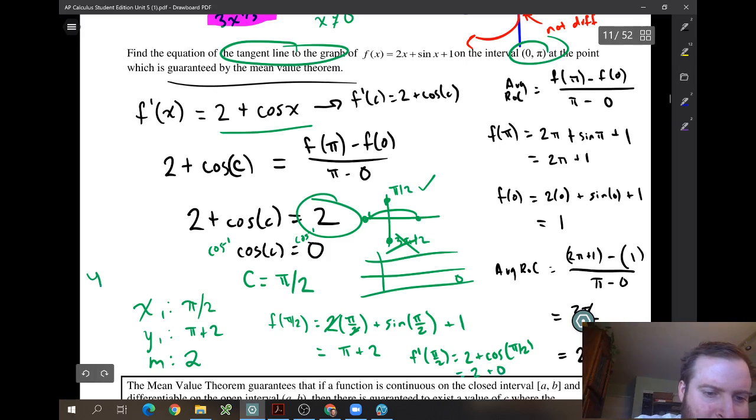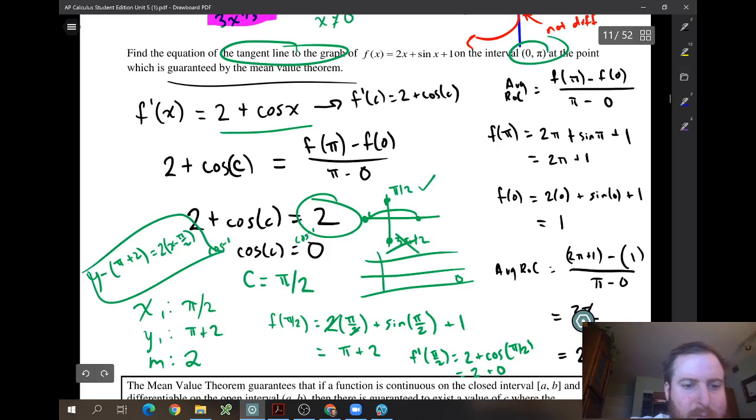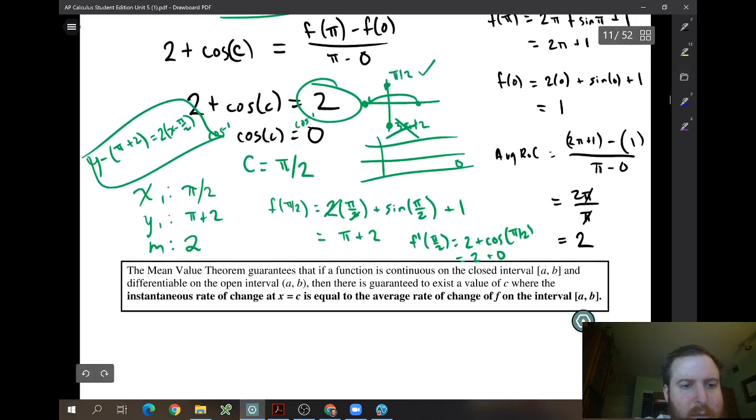I'm going to write it above. Y minus, now in parentheses, pi plus 2, right? We need to make sure there's parentheses there because the negative will distribute to both of them. Equals 2 times x minus pi over 2. And that's our tangent. So there's that.